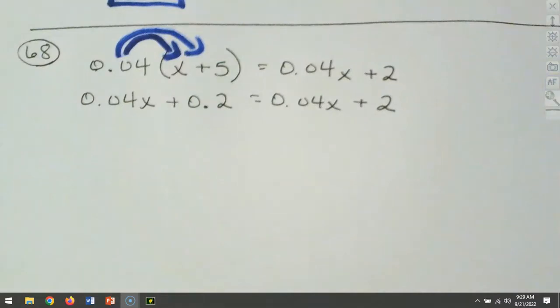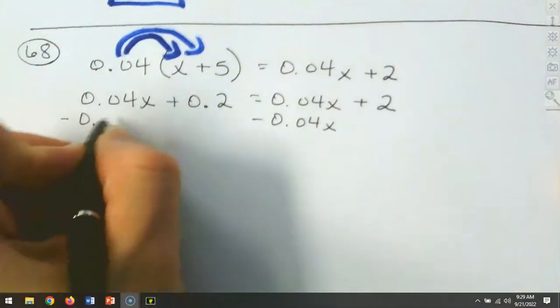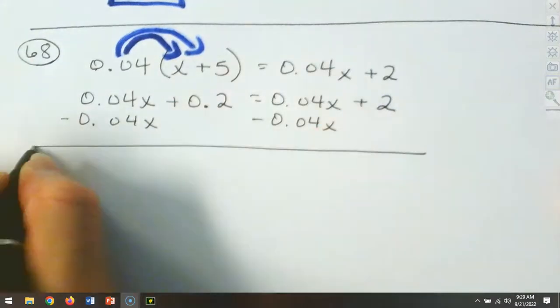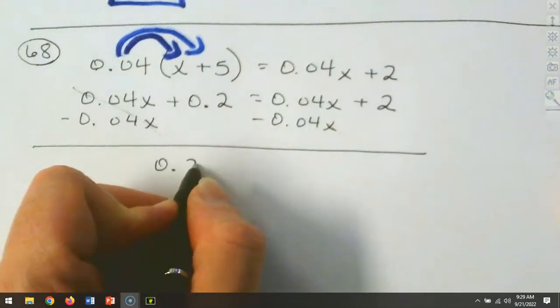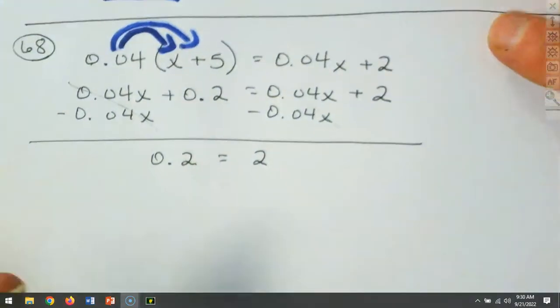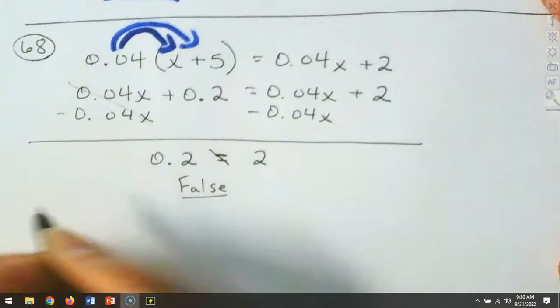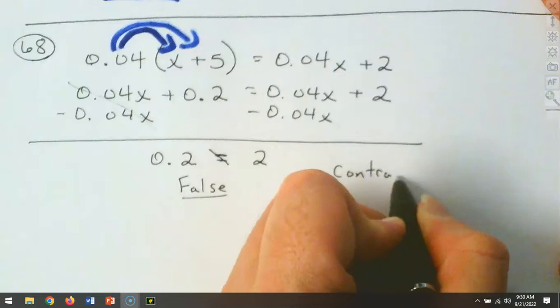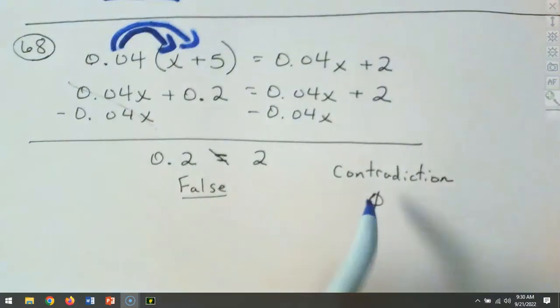Okay, now, what do we need to do next? We need to get the x's on the left, and so we're going to move that over with subtraction. And what's going to happen on this one here? Those are gone, right? Those are gone. So now I've got 0.2 equals 2. Is that a true statement or not? Does 0.2 equal 2? No, they're different numbers, right? Not equal. So that's false. So that means this is a contradiction. And we have now no solution.